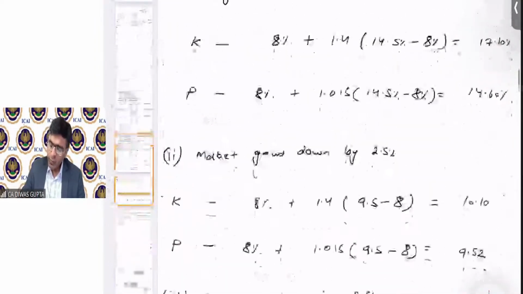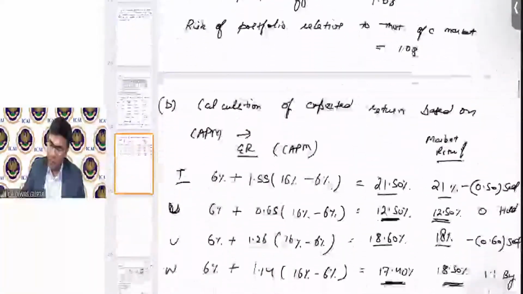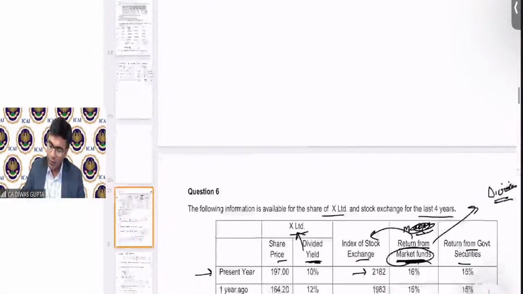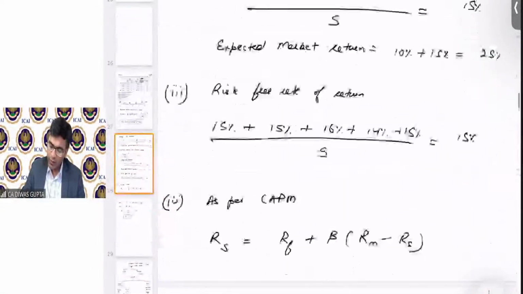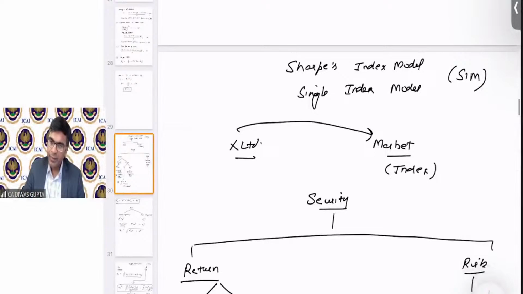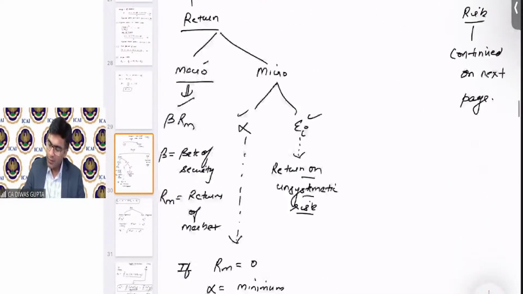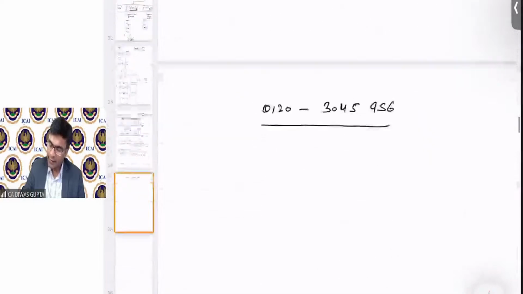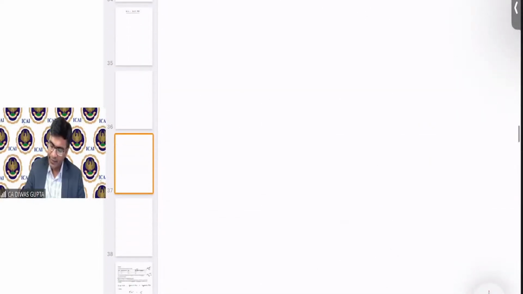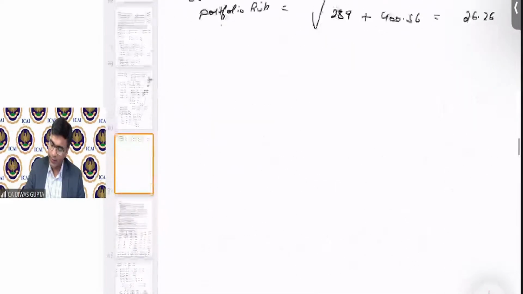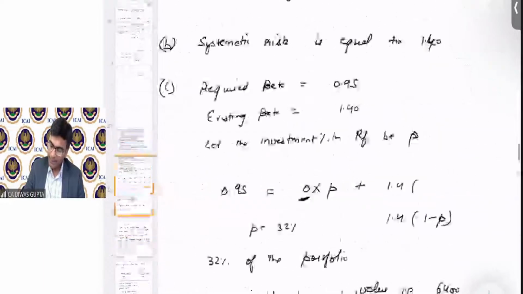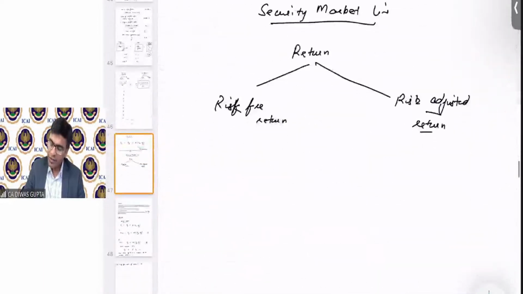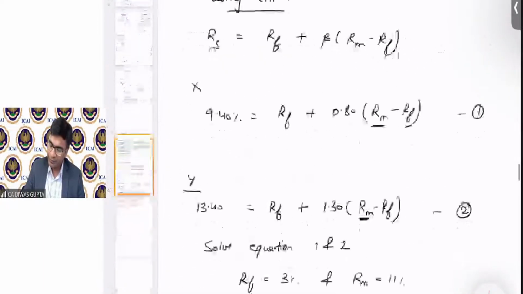Okay. Then let me quickly jump on to the discussion that we had on the securities market line and capital market line. Just a second, students. With that, we will cover our Sharpe's and Treynor's ratio also.